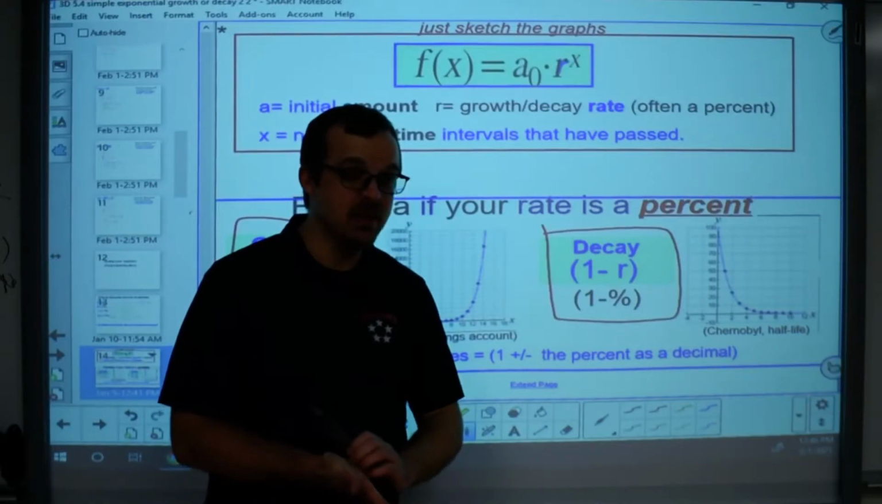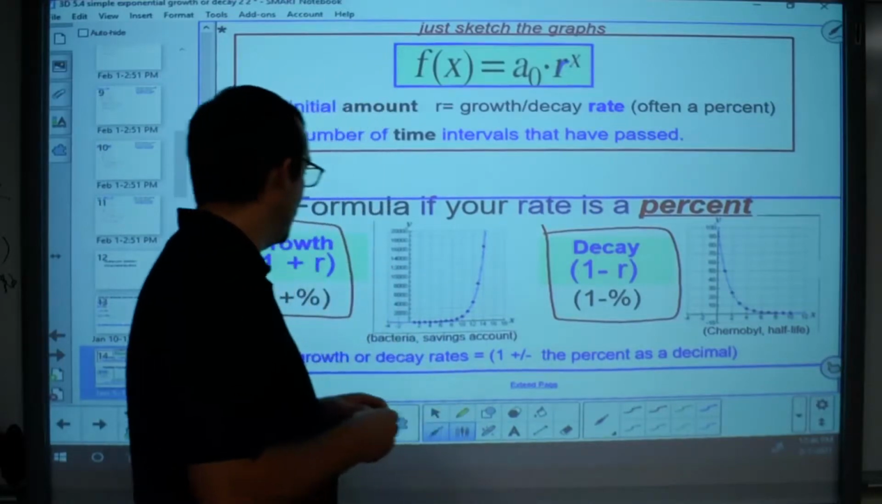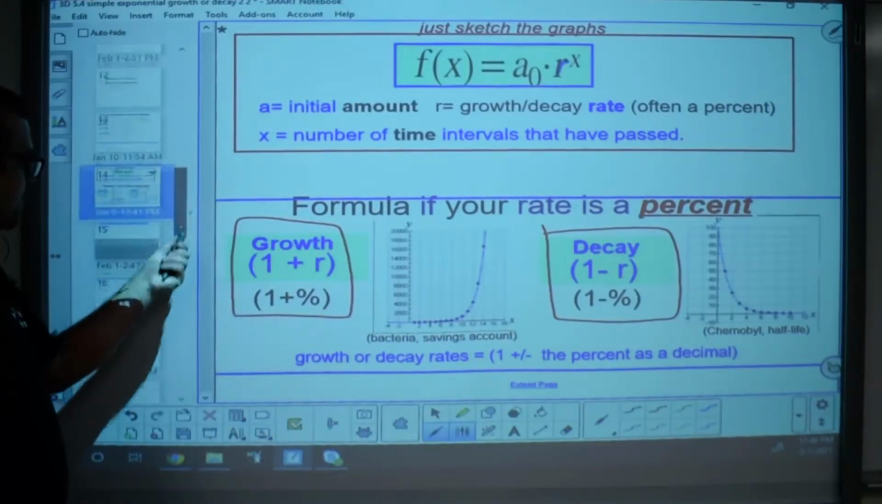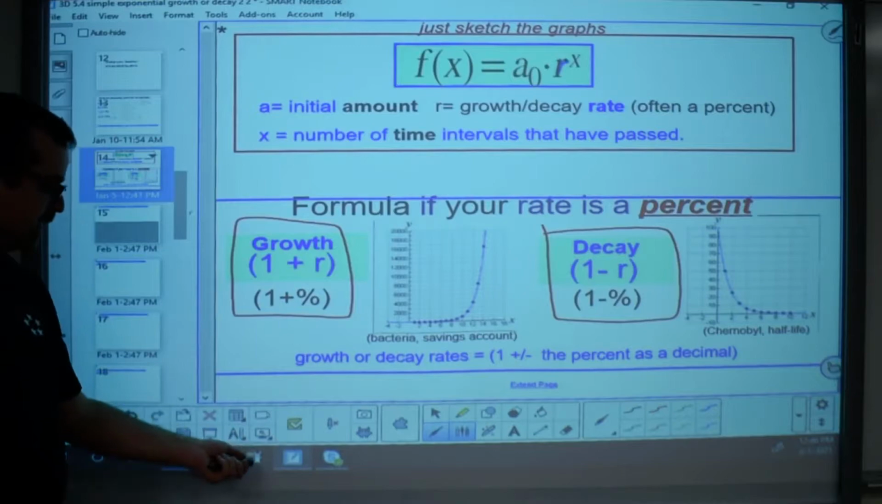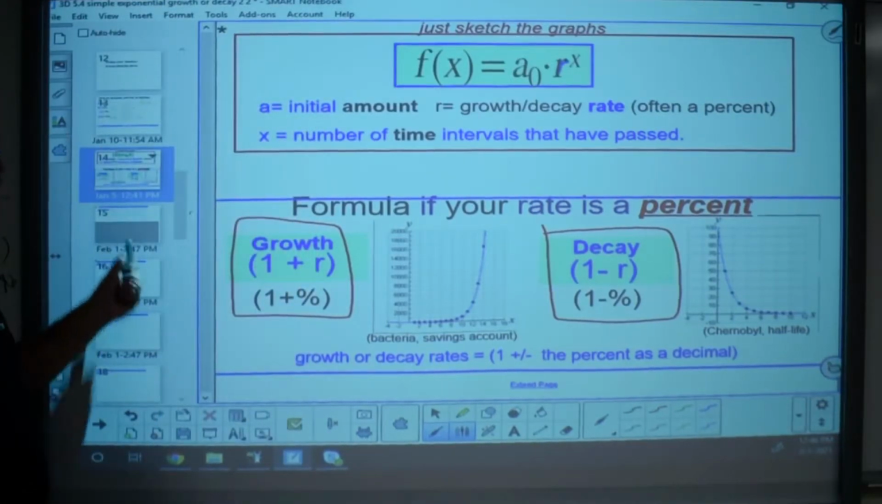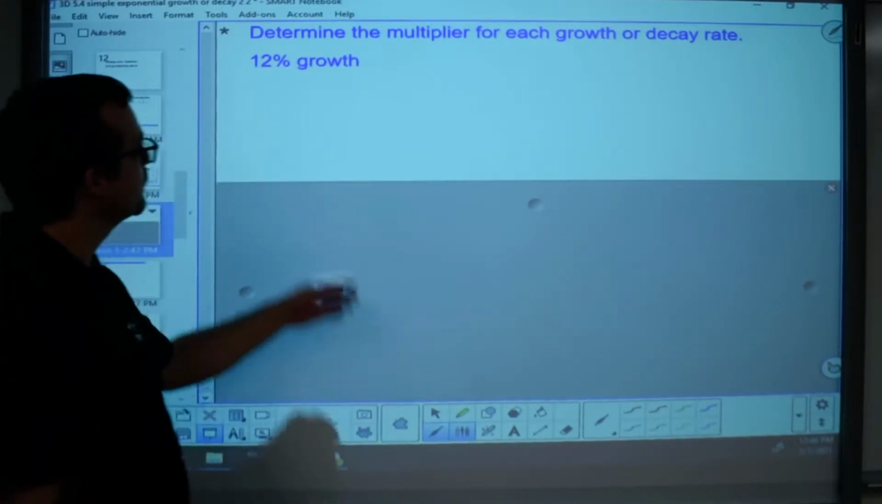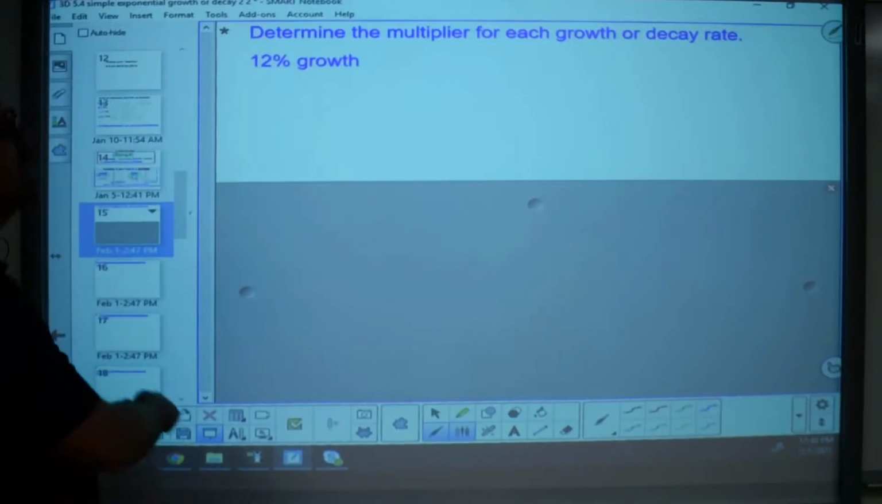If you have a calculator, generally it converts those percents to decimals for you. But we're just going to try it without the calculator, and I'll show you how it works with our TI calculators here in a second, our TI 73s. But let's move on to our first example, because you're probably looking at that like, what are you talking about? So determine the multiplier for each growth or decay rate.